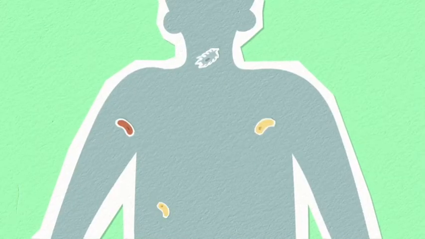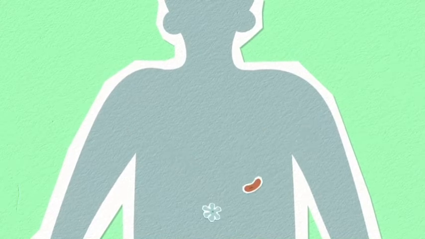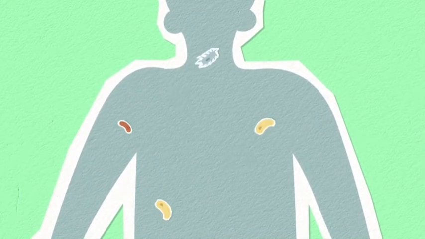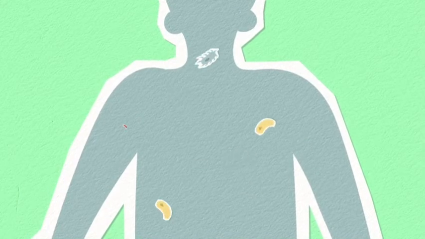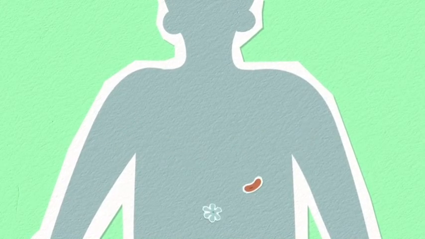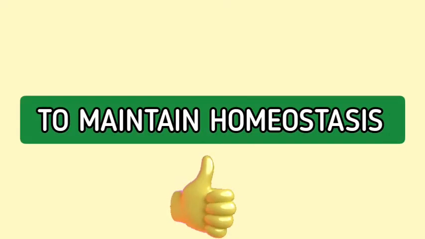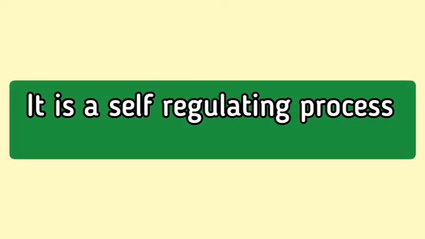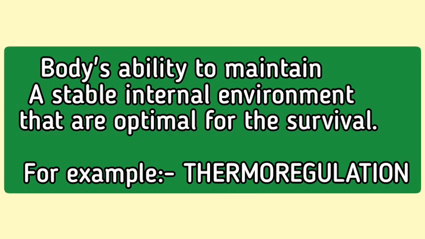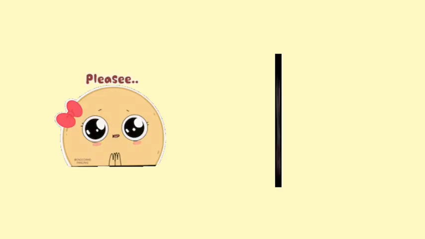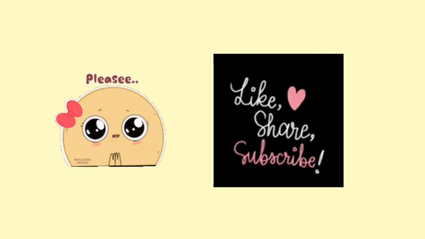Now the question arises, what is the purpose of physiology? Why does the human body work through the activities of interconnected organ systems? And the answer is to maintain homeostasis. Homeostasis is a self-regulating process, that is the body's ability to maintain a stable internal environment that is optimal for survival. For example, thermoregulation. We will learn more about homeostasis in another video.